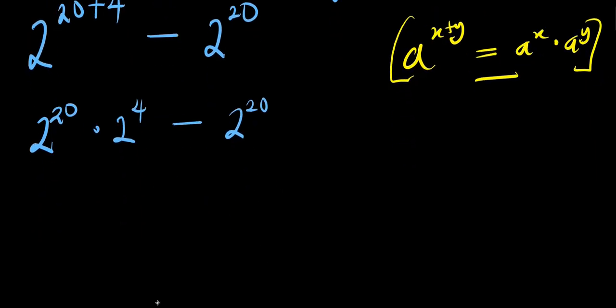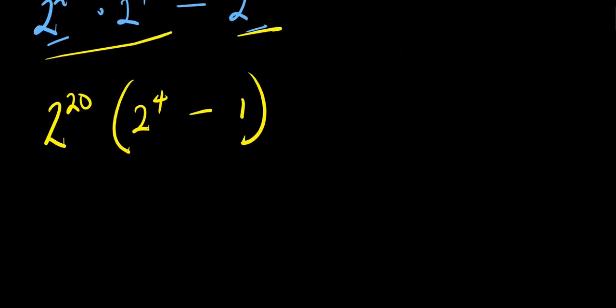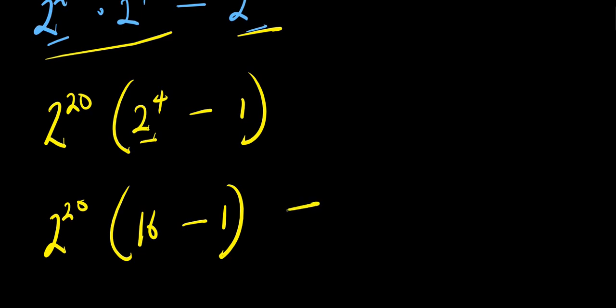So we can factor out 2 to the power of 20. So once we do that, we are going to have 2 to the power of 20 times this divided by 2 to the power of 20. We have 2 to the power of 4 minus this divided by 2 to the power of 20. We have 1. So from here, we have 2 to the power of 20 times 2 to the power of 4. That is 2 times 2 times 2 times 2. That is 16. We have minus 1. And this will give us 2 to the power of 20 times 16 minus 1. That is 15.